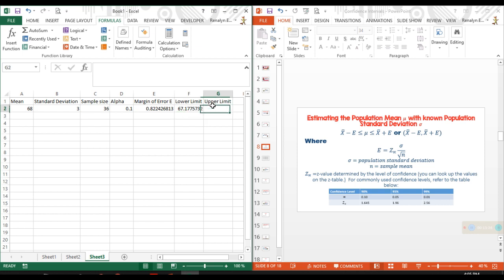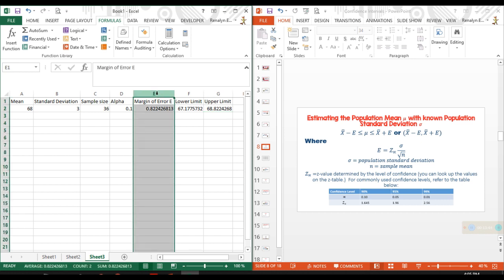And we have our lower limit, 67.1775732. And then, for the upper limit, it is equal to 68. Plus naman tayo. Plus the margin of error, 0.822426813. Which is 68.8224268. Again, you will get a different value if you perform manual computation because the margin of error that will be given to you by Excel contains more digits. Mas mahaba yung string niya ng digits.